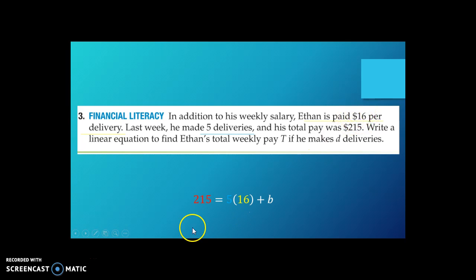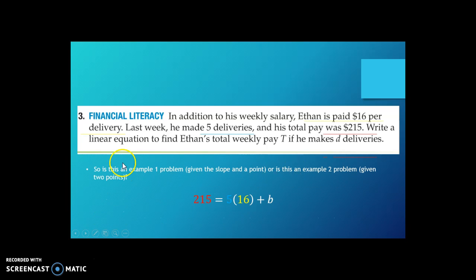All right, so here's what we've got. We've got our ordered pair, the y value 215 right here. The x value, I have this backwards. The x value should be here, and the slope should be here. I'm kind of too far in the video to fix it. The numbers are still being multiplied, so we're okay there. This is a totally bad slide. I apologize. So this is an example 1 problem.